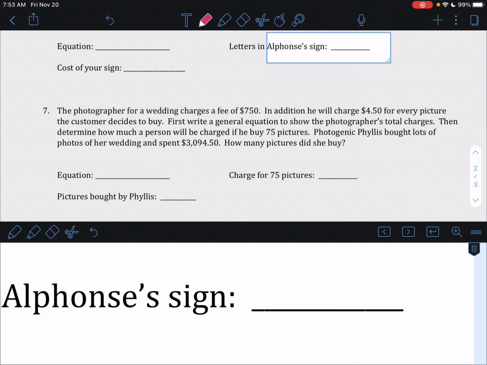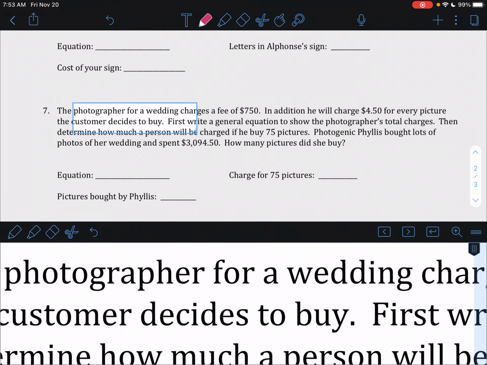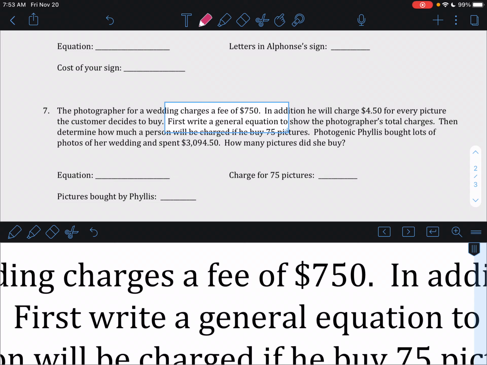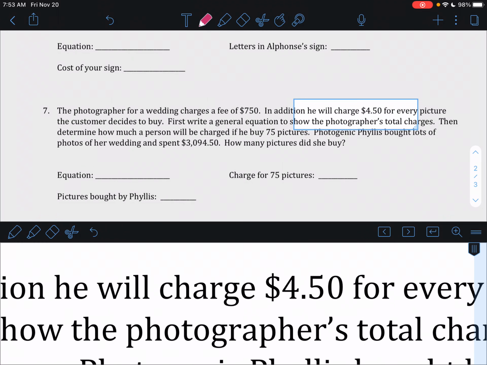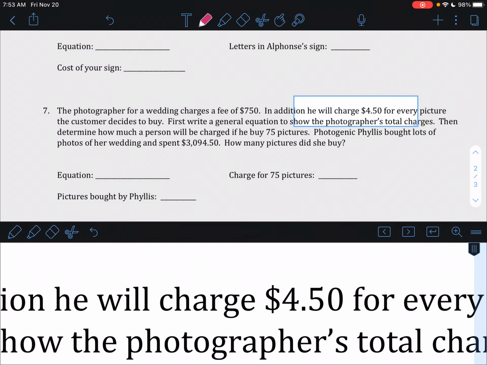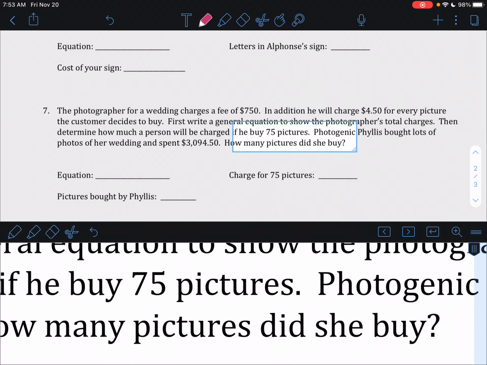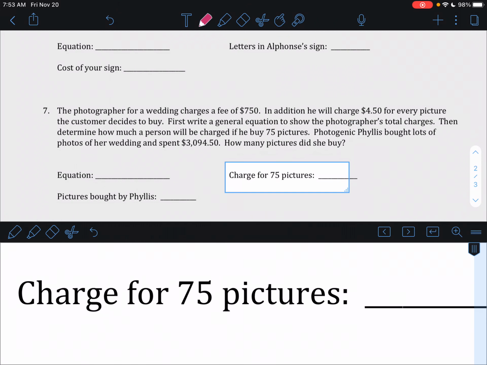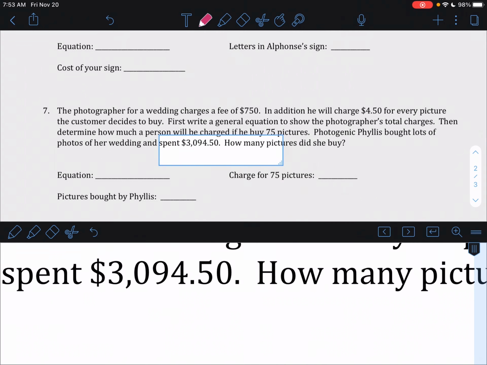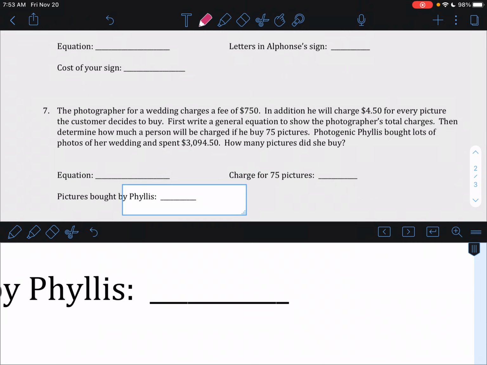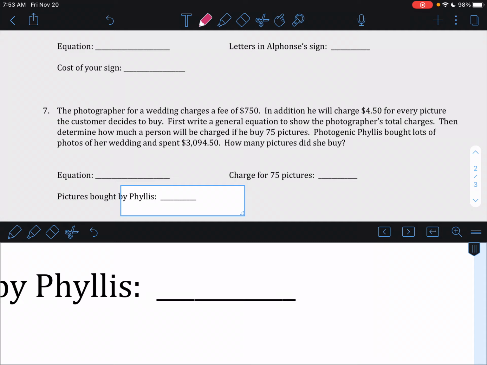Oh goodness, this one looks not fun. Okay, so the photographer for a wedding. Oh, no, this one isn't too bad. It's kind of the same thing. You're writing your equation with these two numbers, the 750 and the 450. You plug in 75 for X to figure out the charge for 75 pictures. You plug in 3094.5 for Y to figure out the pictures Phyllis bought. And that would be what you would do here.